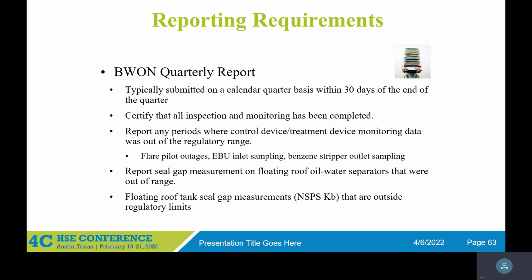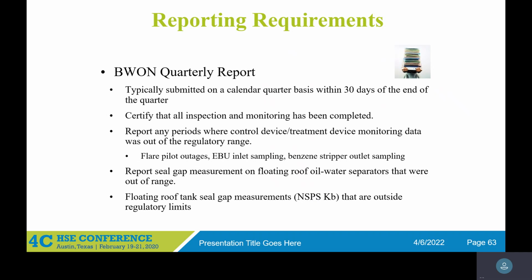So you have the annual report, typically on April 7th, as we said, because the regulation was promulgated on January 7th, and 90 days after that, you had to submit it. The quarterly report is 30 days after the end of the calendar quarter. You have to certify that you did all your inspection and monitoring. Report periods where it was out of range, like third-party outages, the EBU did not have the less than 10, so you lost control there, etc.